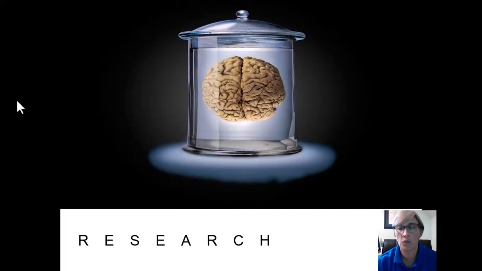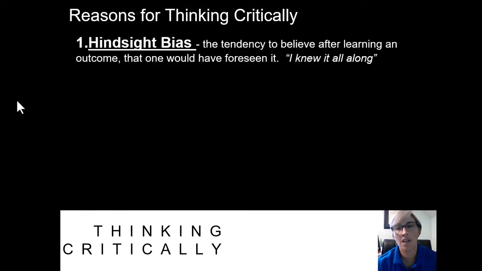So let's begin with research and the reasons that we need to lay out systematic systems for thinking critically when it comes to human behavior and mental processes. Remember that in psychology, we're looking at behavior, we're examining people's thinking. And we need this because of things like hindsight bias. Hindsight bias is the tendency to believe after learning an outcome that one would have foreseen it.